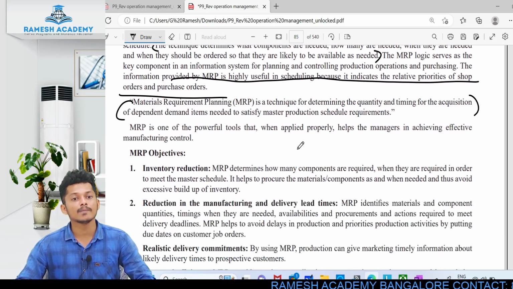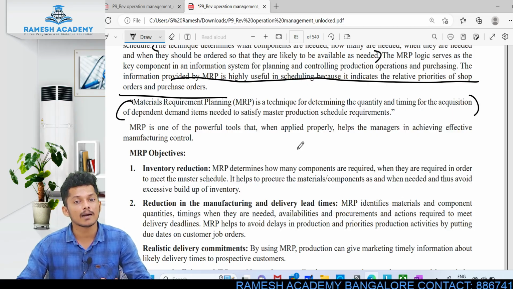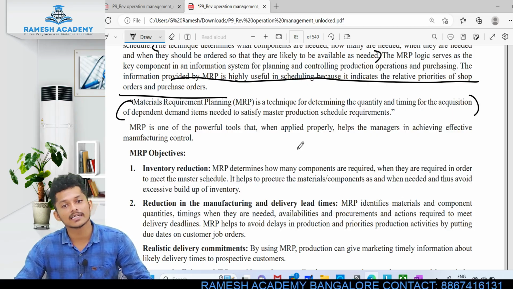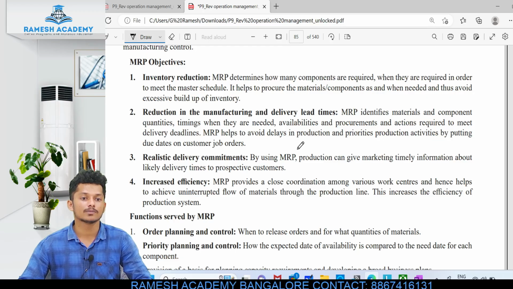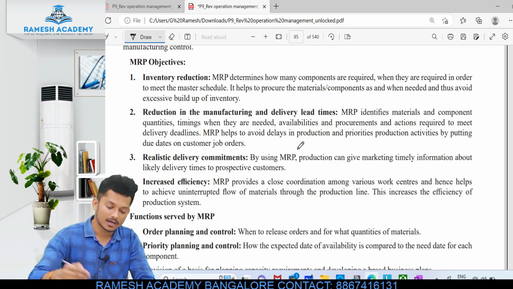Got it? MRP is one of the powerful tools that, when applied properly, helps managers in achieving effective manufacturing control. Now see MRP objectives.